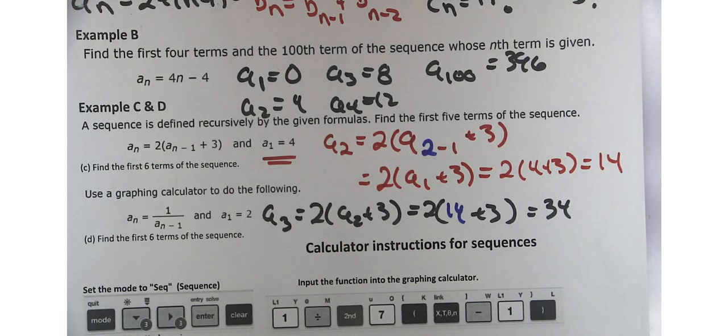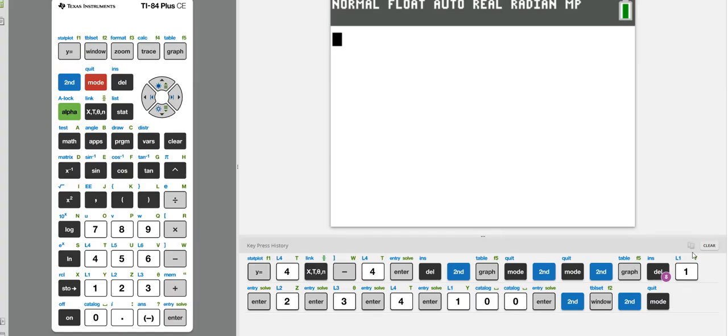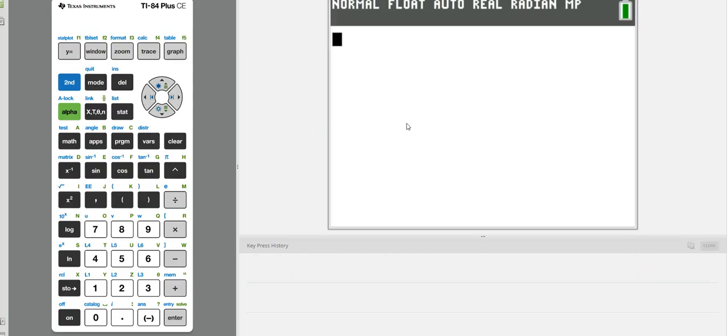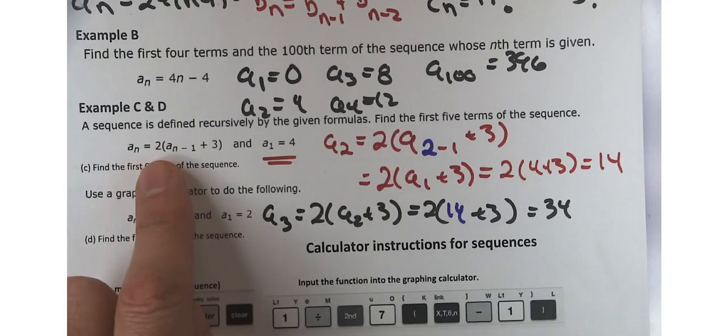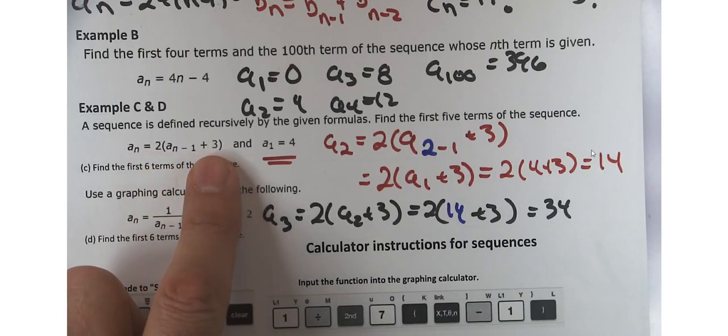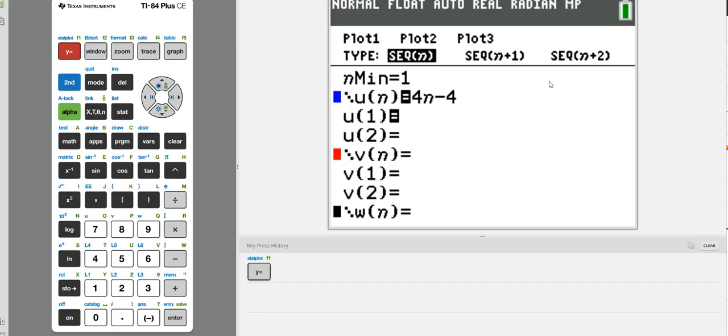Let's see if we can't get our calculators to do this. So I'm trusting that you have it in sequence mode because this is not going to work with function mode. Let's go back up here to the y equals key, and I want to type in this function as close as I can. Now this is saying that this is u of n. All right, the formula for u of n, we're going to have to rewrite the formula for a sub n. It's going to be 2 times u of n minus 1 and then plus 3. So let's see if we can't emulate that. Let me clear this out.